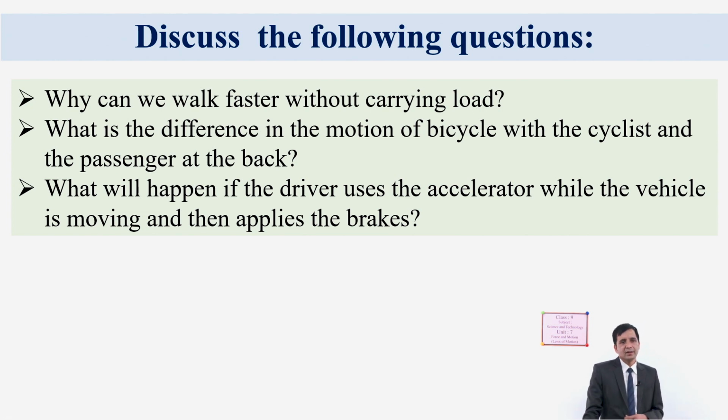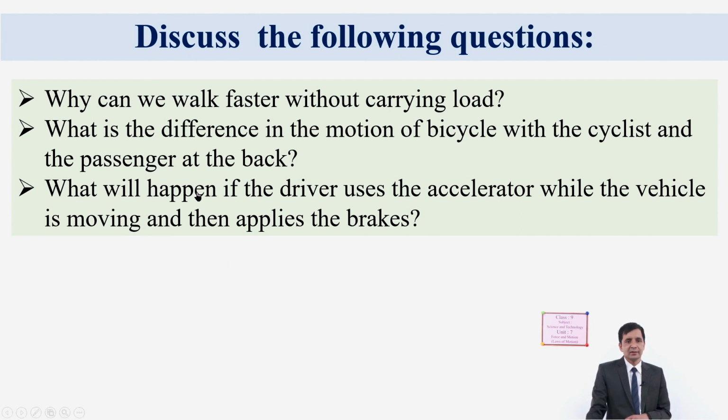And another is, what is the difference in motion of a bicycle with the cyclist alone and with a passenger at the back side? When the passenger is sitting at the back side of the bicycle, the mass of the bicycle along with the cyclist and the passenger increases. As a result of this, the bicycle moves slowly.